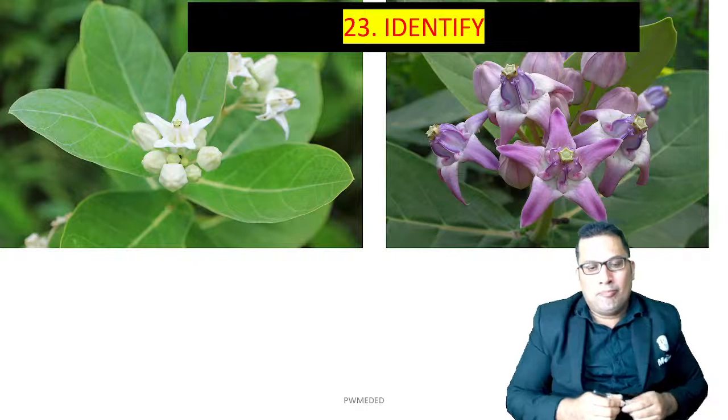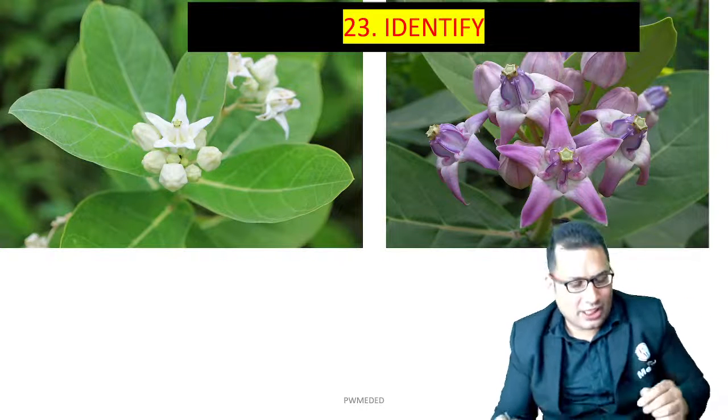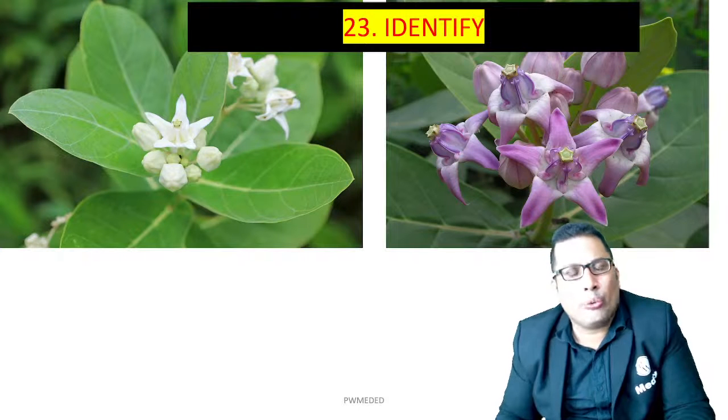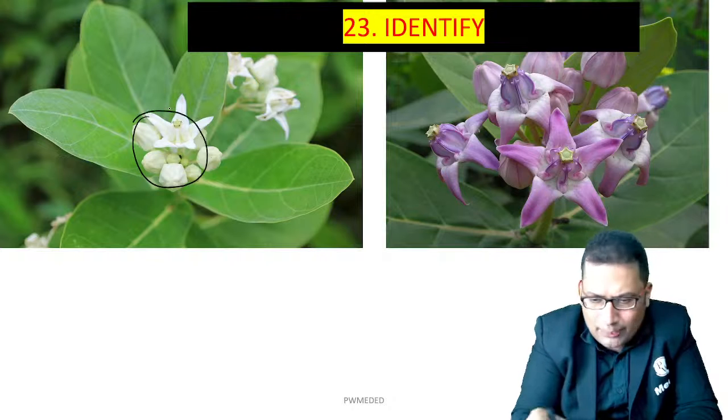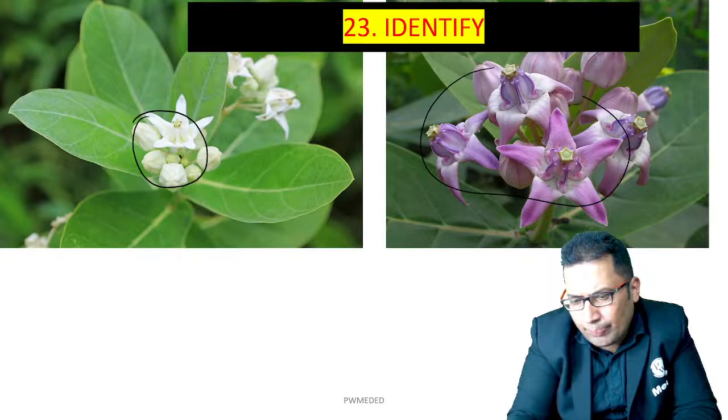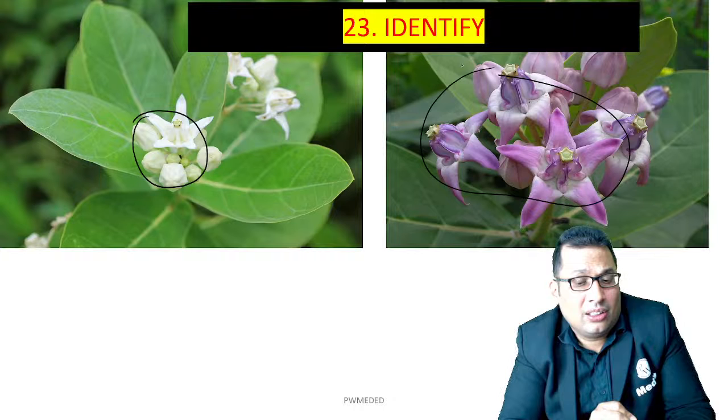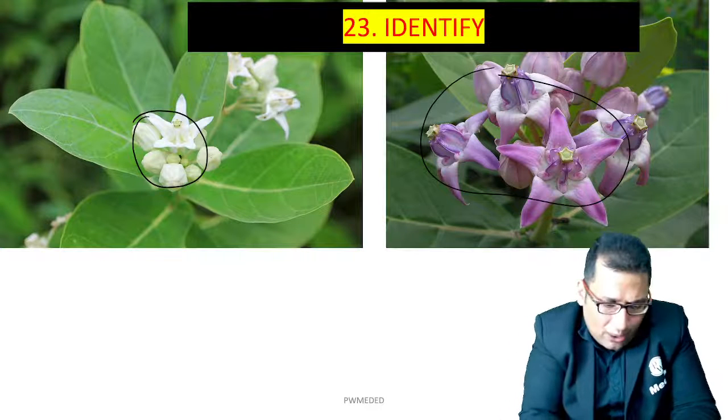Right. So here there is a plant that is used in abortion. It is also used in artificial bruises. It has a white color flower, which is known as alba. Sometimes it can be a pink color flower, known as gigantea. This plant is known as Calotropis.